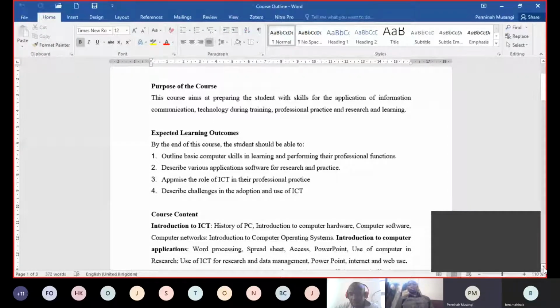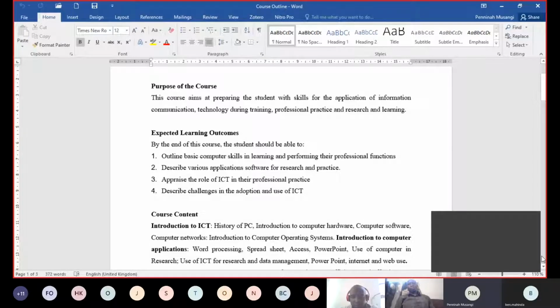Whenever we discuss challenges, it's also good to brainstorm about the solutions and the way forward, because it is not good just to know about the challenges and that is the end of it. We also look at the possible solutions or way forward in terms of the challenges in adopting and using ICT. So those are the course objectives.